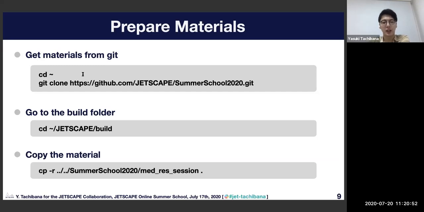I assume that you've already got the material from GitHub. The first thing I want to ask you to do is go to the build folder in JETSCAPE. In this build folder, please copy the material. The material I'm going to use is inside the directory of the Midwest session. Please copy this folder into the build directory. Please do these two. I don't think I need to wait for a long time, so maybe I can wait for a minute.